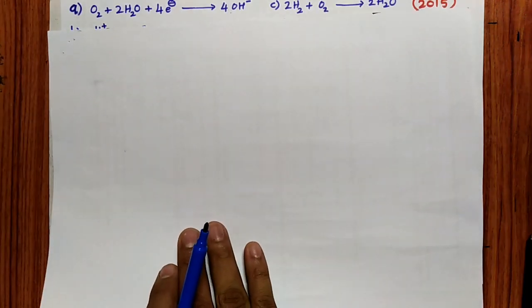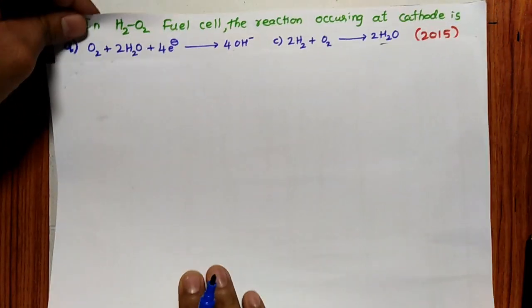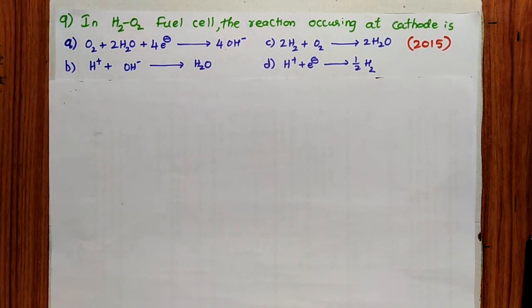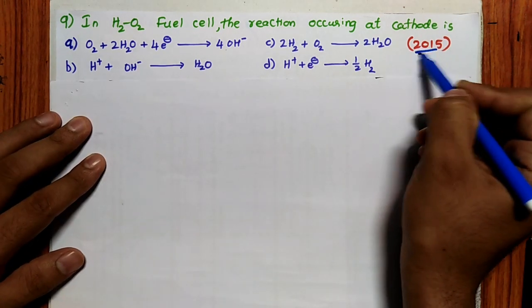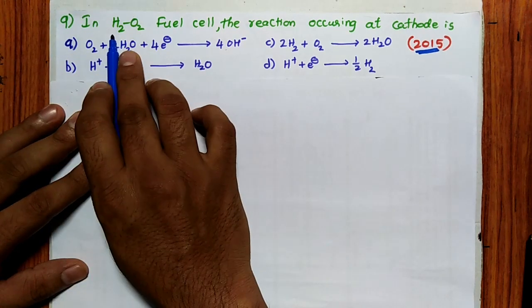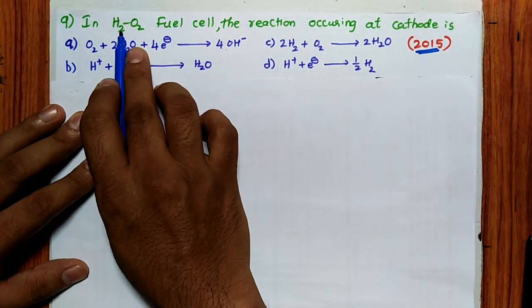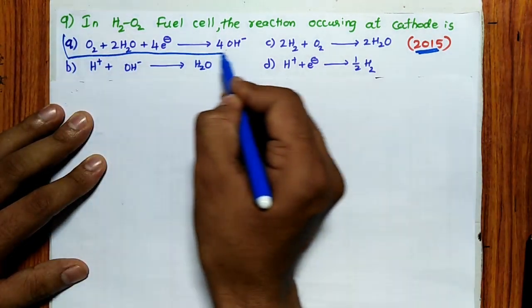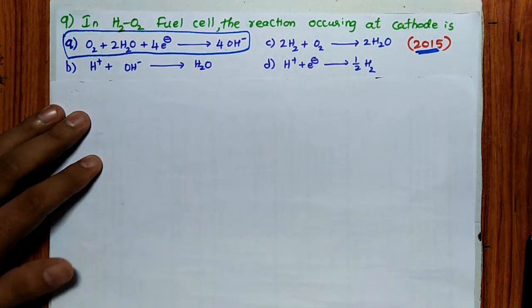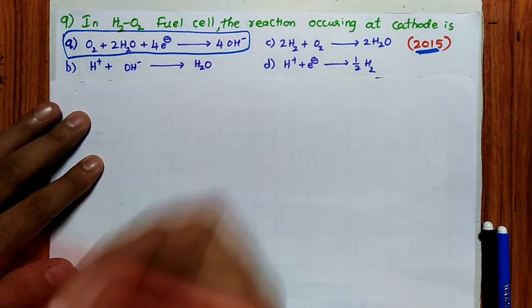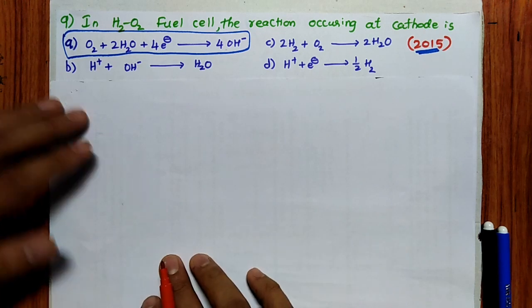Then the 9th question we will see. In an H2-O2 fuel cell, the reaction occurring at cathode. This is a direct question. For the theory exam also we will read it definitely, 2015. So H2-O2, hydrogen is there, oxygen is there. Oxygen gas at cathode, reduction, and hydrogen gas at anode, you have to remember. So the answer for this particular question is A. That is the 9th question, A is the answer.